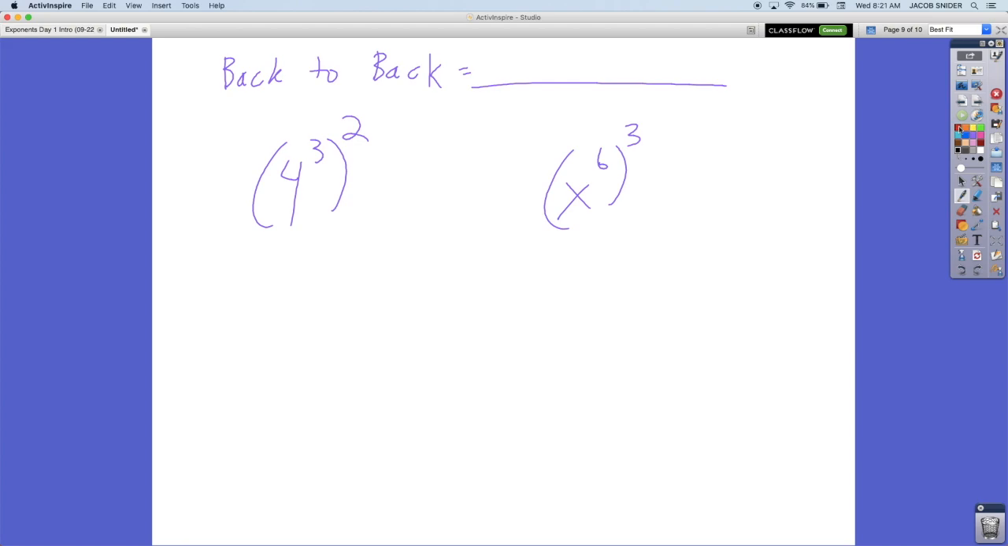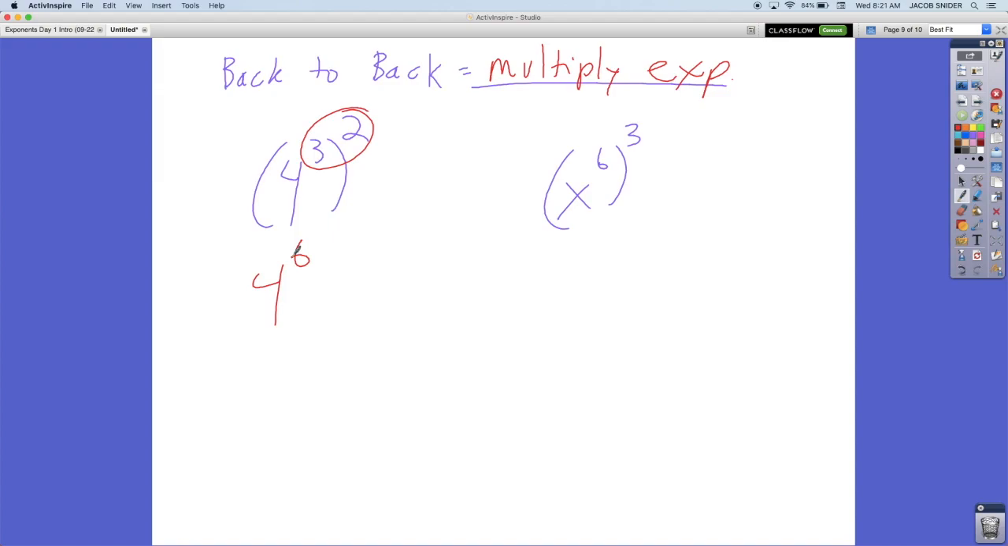Okay. We got our back-to-back powers now. Back-to-back means we multiply exponents. Okay, here we go. We got 4. We got this back to back. So my base is going to be 4. My back to back, 3 times 2, 6.